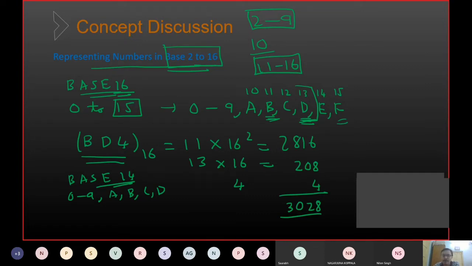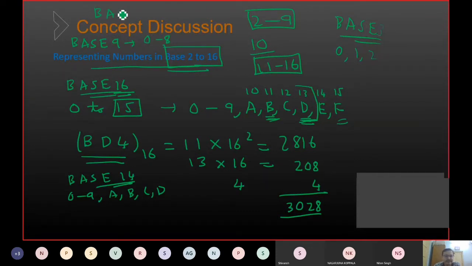So can anybody tell me what the digits are that are possible in base 3? In base 3, what are the digits possible? 0, 1, and 2. Correct. In base 3, you can only have 0, 1, and 2. Similarly, in base 9, what are they possible? 0 to 8. 0 to 8.